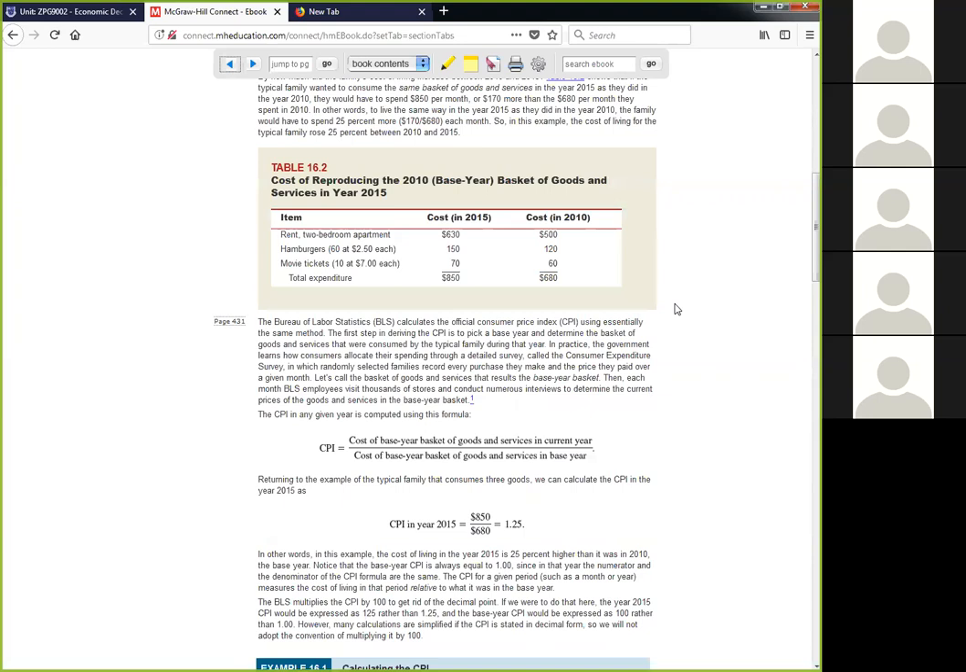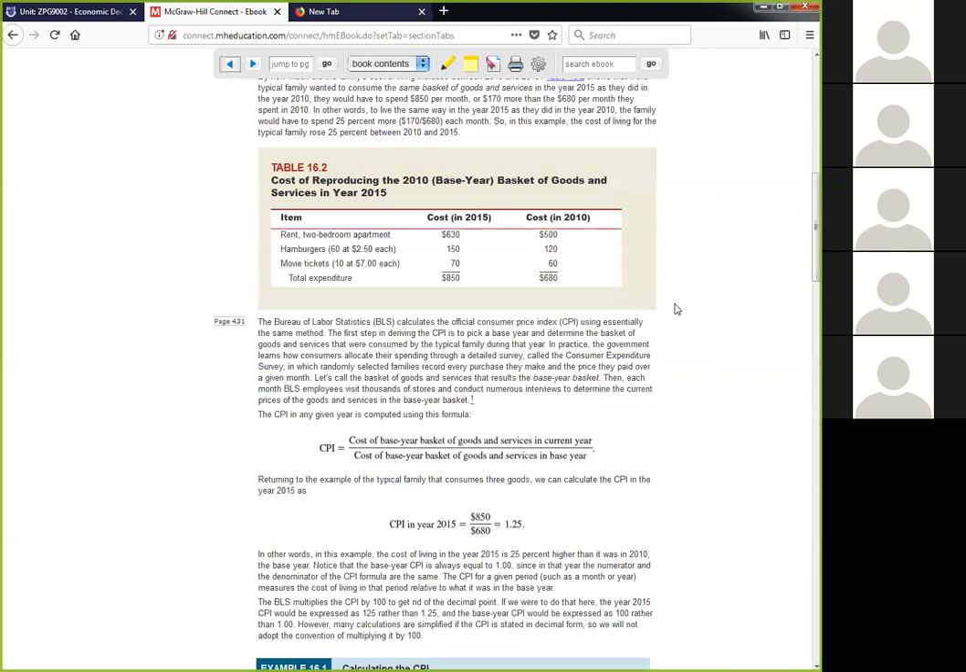So that is just, again, to work out back to the base year. That's why CPI is the cost of a base year basket in the current year over the cost of a base year basket of goods and services in the base year. Just compare the two of each other.